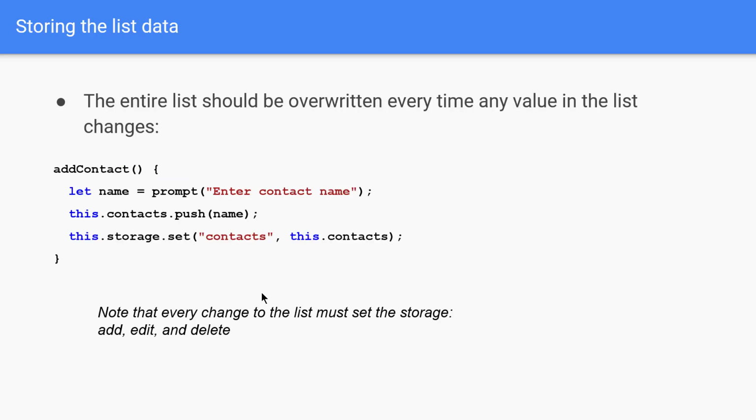As the storage item contains the entire array of items from the list, when we add a new value to the array, we should overwrite the storage value of the array with a new copy of the full array. This will be the case for any change to data in the array, whether it be from an add, an edit, or a delete.